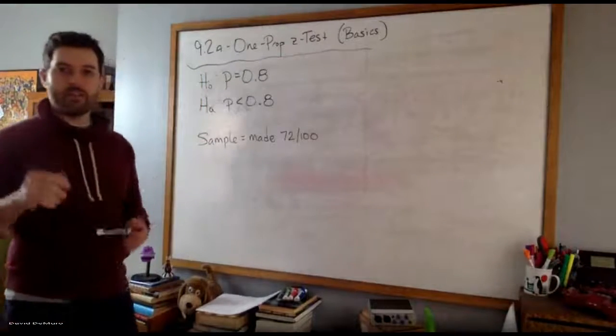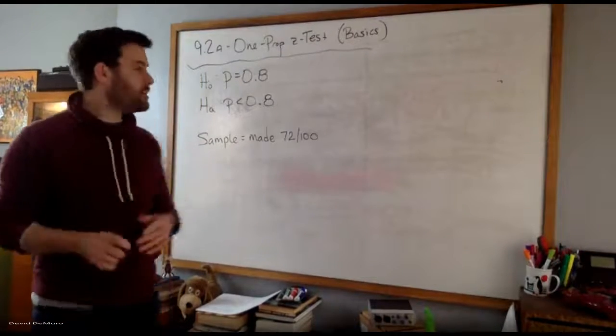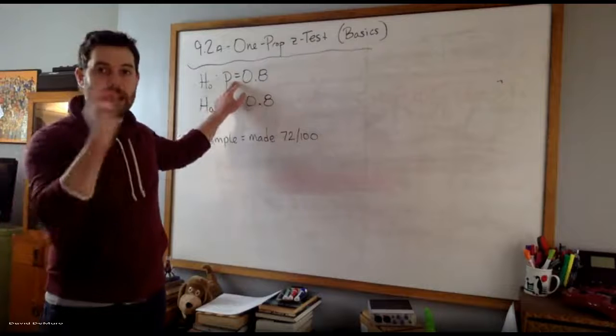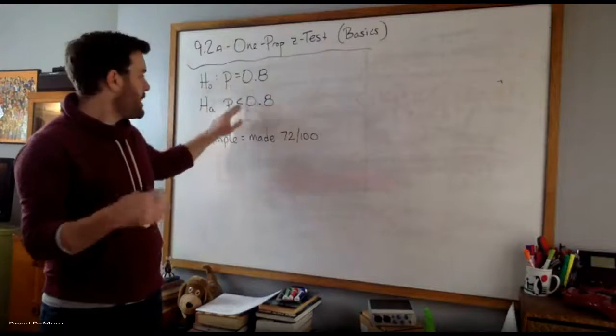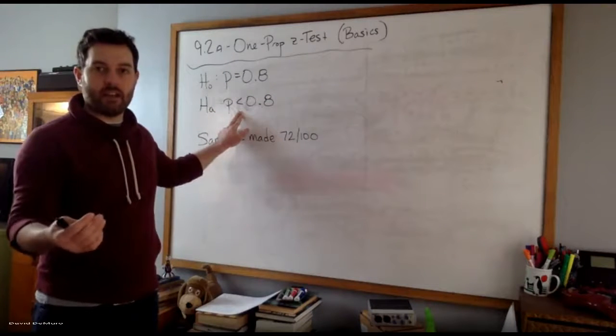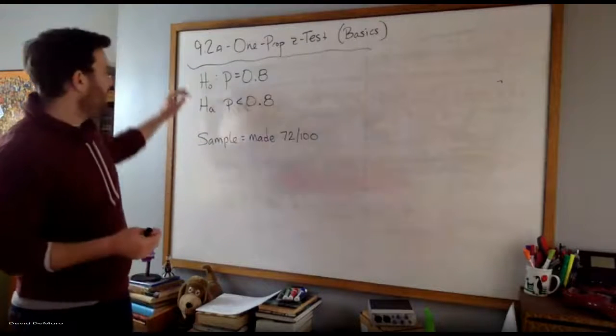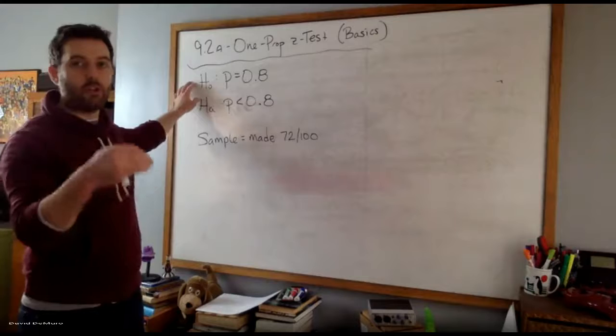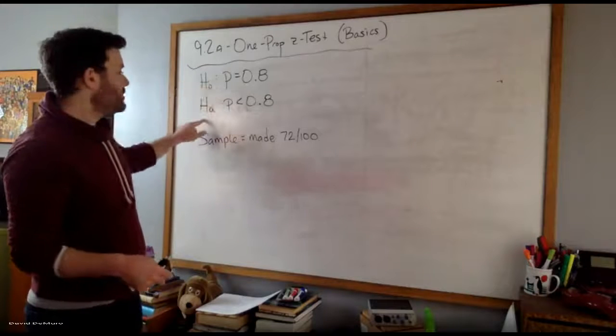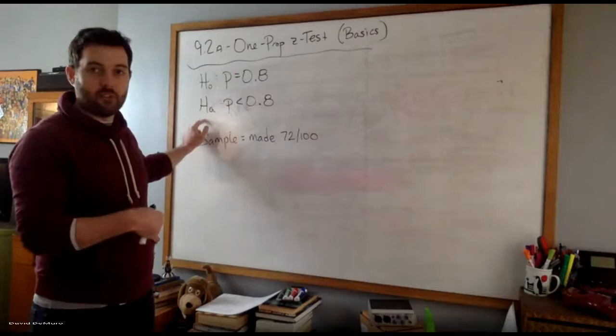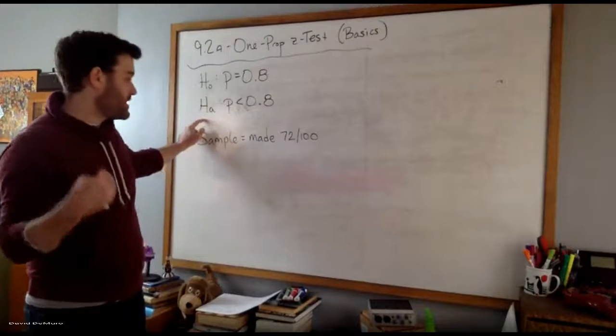So let's go back to the example of shooting free throws. Let's say that your friend claims that they can hit 80% of their free throws, but maybe we think that they're exaggerating and that truly the proportion is less than 80%. So our null hypothesis in that case would be that p equals 0.8, and the alternate would be that p is less than 0.8 because we think the true proportion is actually less.